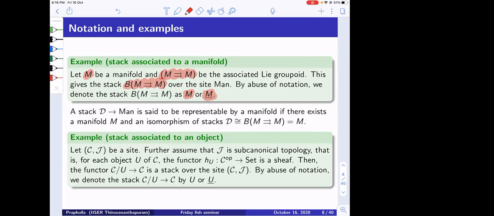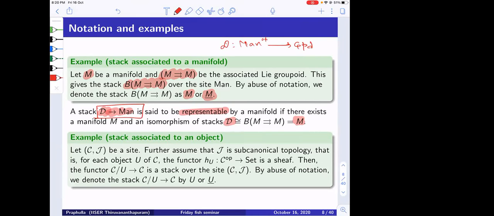We say a stack D over the category of manifolds is representable if I can find a manifold M and an isomorphism of stacks D to M. Then I say the stack D is representable by a manifold. Here I need to say something. Previously I said a stack is a pseudo functor from the category of manifolds to the category of groupoids. But here I'm considering it as a functor from some category D to the category of manifolds.